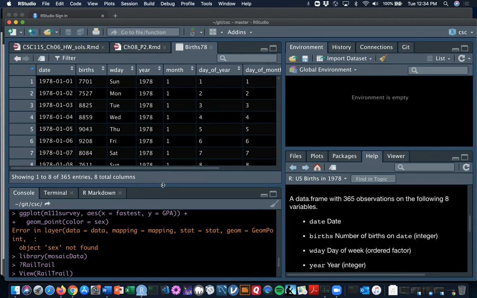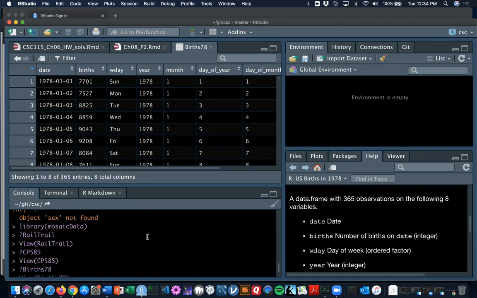The issue is that I wanted in that video to be sharing the RStudio screen when I was learning about the data sets, Railtrail and CPS85, but unfortunately I was sharing only the browser that showed the slides. So I want to just go over again how it is that you learn about these data sets.